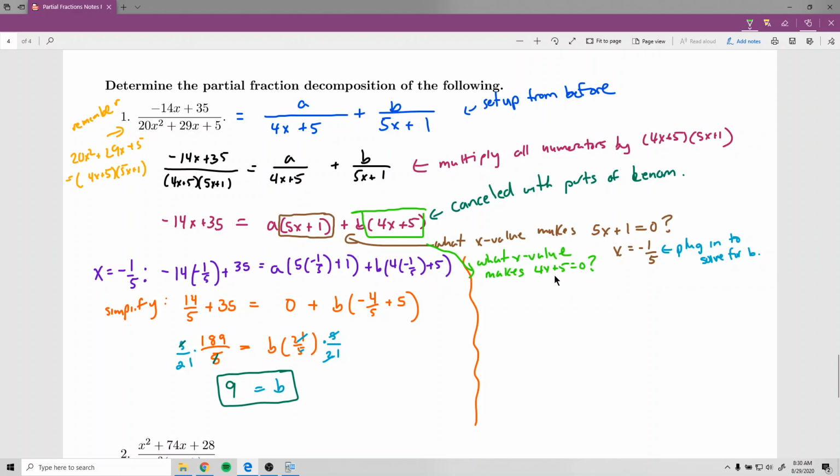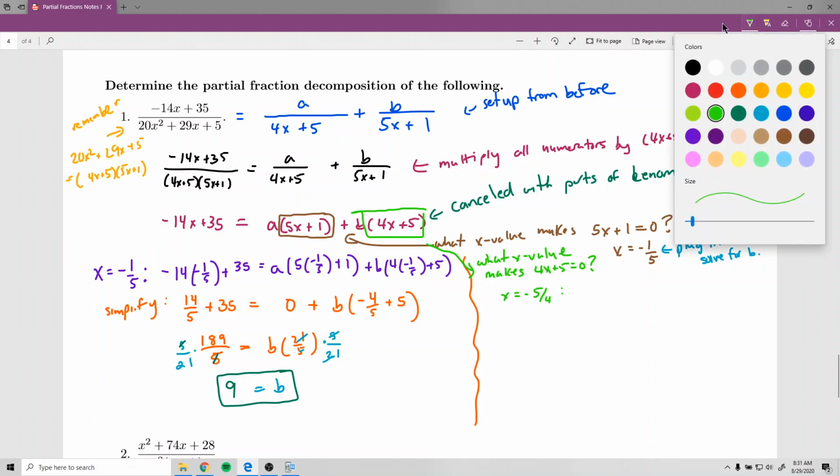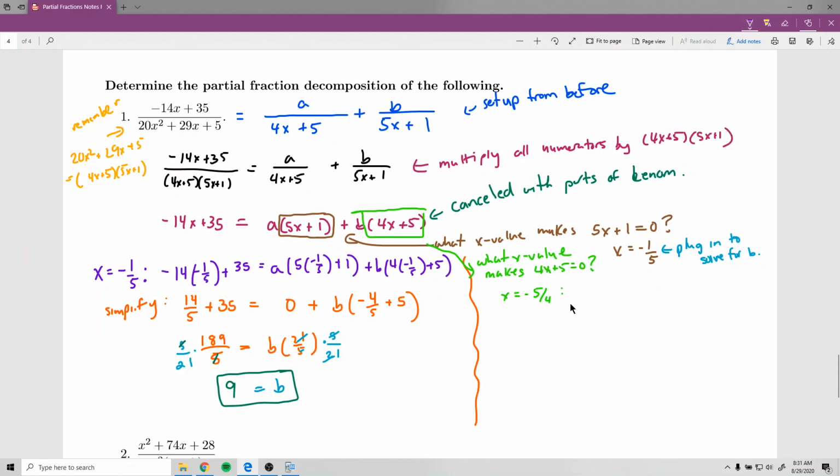And once again, you can solve this, subtract the 5 and divide by the 4, and you get x equals negative 5 over 4. All right, so I'm going to do exactly what I did over here. I'm going to take the equation and plug in negative 5 over 4. So we've got negative 14 times negative 5 over 4 plus 35 equals a times 5 times negative 5 over 4 plus 1. And then because I chose this to be the number that makes 0, if you plug it in here, we'll get the 0, just like we did last time with the other term.